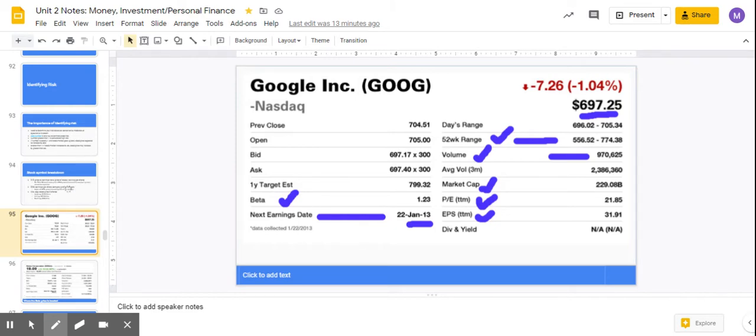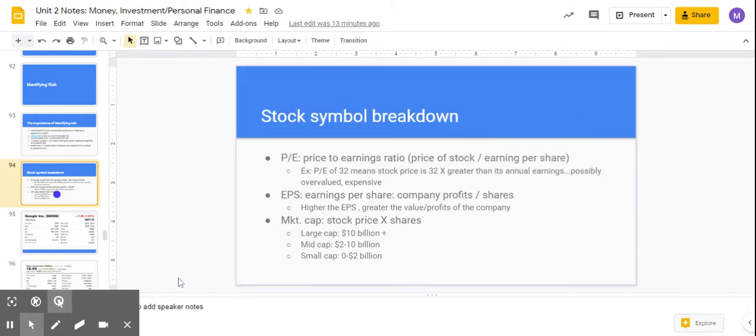The company will make a prediction about how it's supposed to do, and if it falls below that prediction, it's going to hurt its stock price. If its earnings are above its prediction, it helps its stock price. If you're wondering what that means with price to earnings ratio, what this tells you is that a price to earnings ratio of, say, 21 means that the stock price is 21 times greater than its annual earnings.